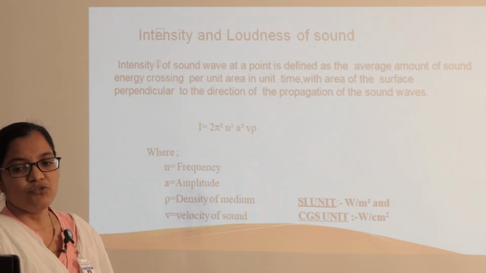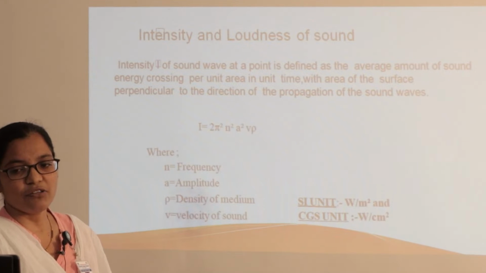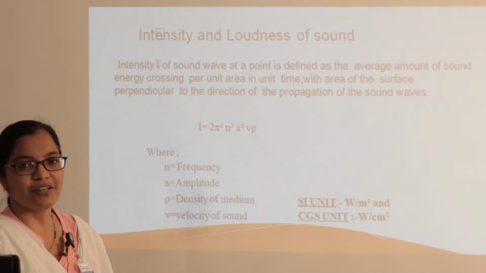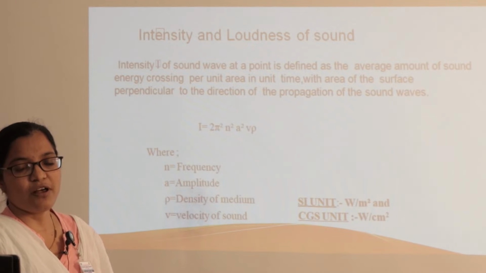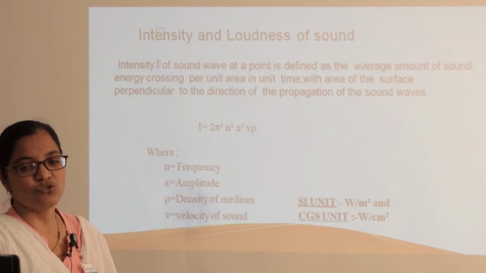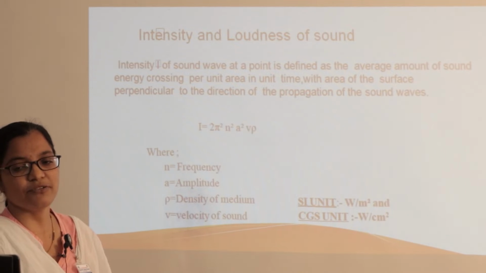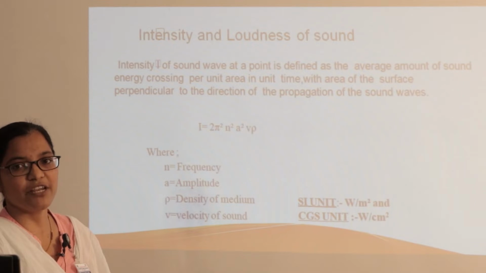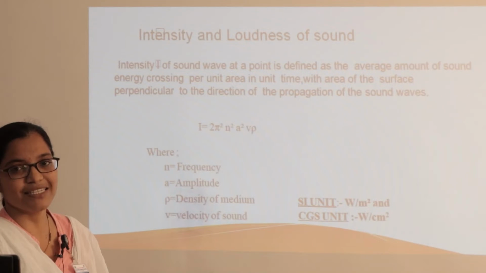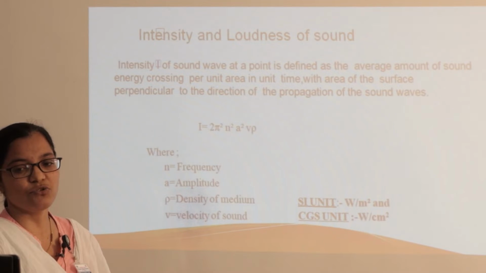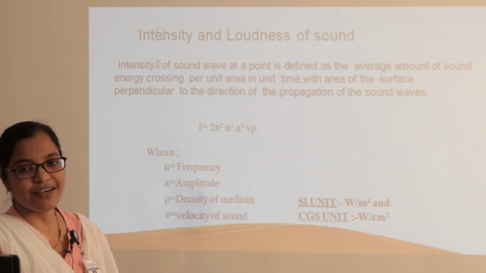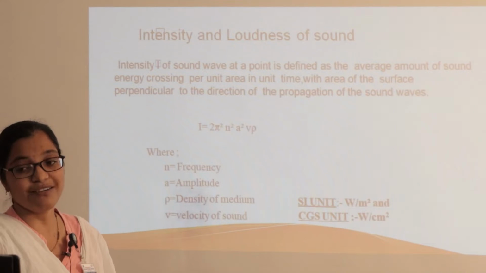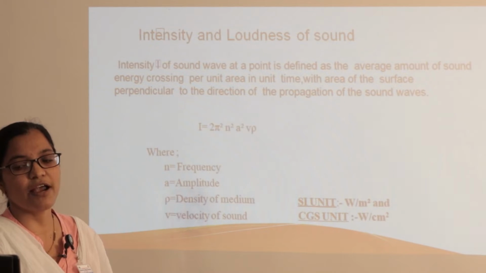So here you need a medium. The velocity of sound differs for different media. In a solid medium, particles are very close to each other, so the velocity of sound is very large in comparison to liquids and gases. In gases, the medium particles are far apart, so the velocity is less in comparison to liquid and solid. We express intensity in some units. The SI unit is watt per meter square and the CGS unit is watt per centimeter square.